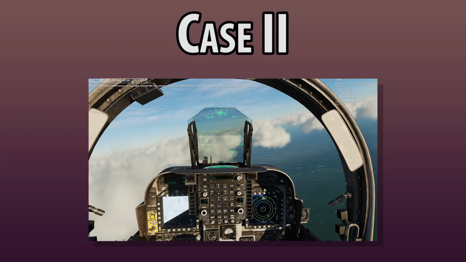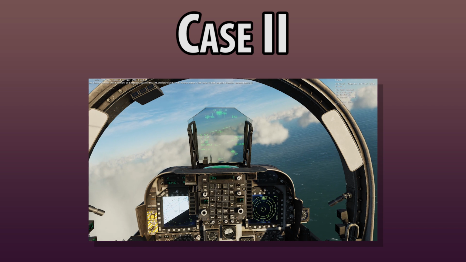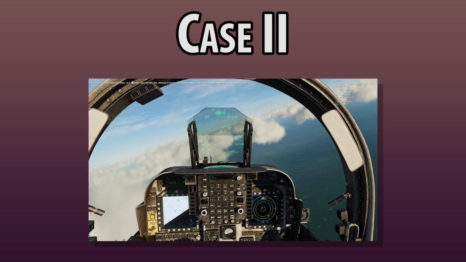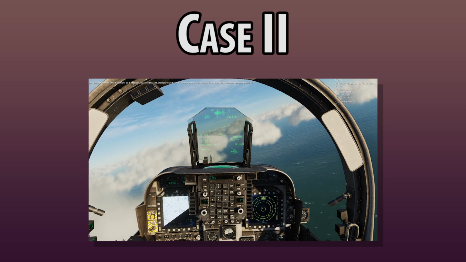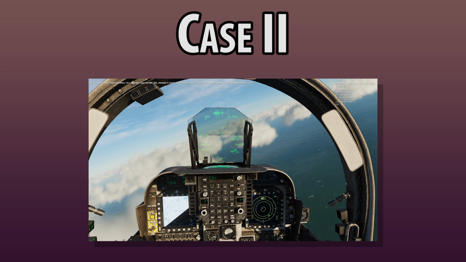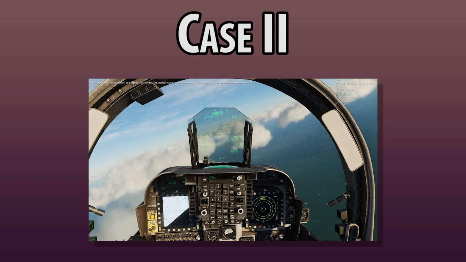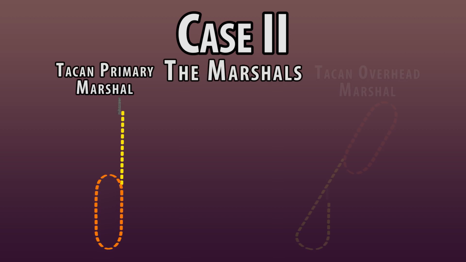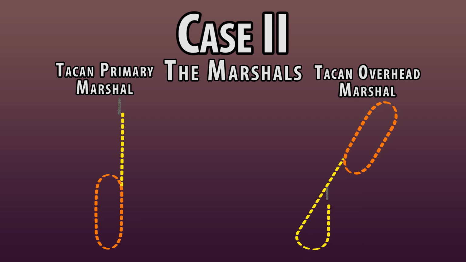Let's take a look at Case 2. The differences here are all at the holding and approach parts of the recovery. From the initial to touchdown, it is the same as Case 1. We now introduce the two methods of holding aircraft waiting to land away from the ship. These are called the Marshal. We have the TACAN primary Marshal and the TACAN overhead Marshal.